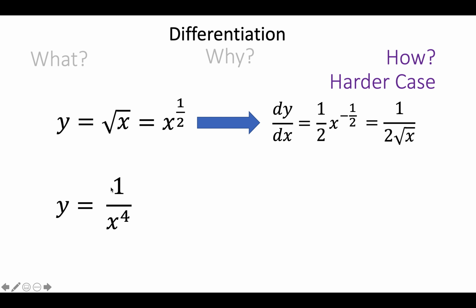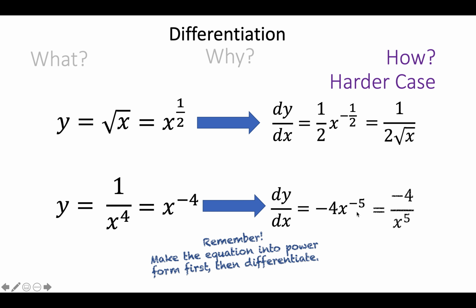Now, if you've got y equals 1 divided by x to the power 4, well, that's the same as x to the power minus 4, because when you've got divide, it's the same as a negative power. Again, you should know this from your algebra. You differentiate, the minus 4 comes down, and you take one off, it becomes minus 4x to the power minus 5, which is the same as minus 4 over x to the power 5.